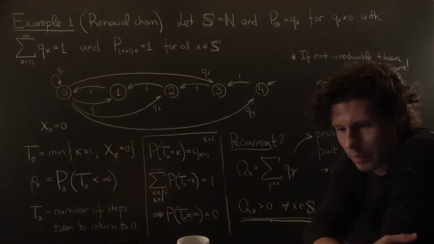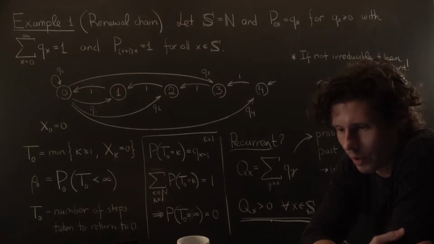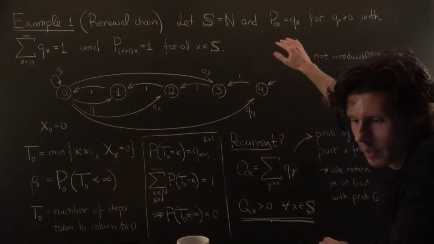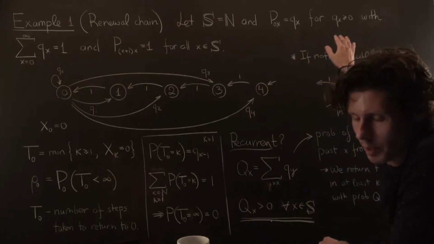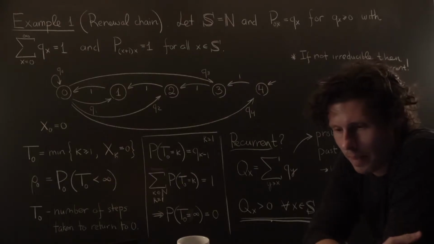Let's discuss recurrency. When is the renewal chain recurrent? In other words, we're being asked, what are the conditions on the parameters qx, other than the fact that they have to be non-negative and sum to 1? What are the conditions such that the chain is recurrent?